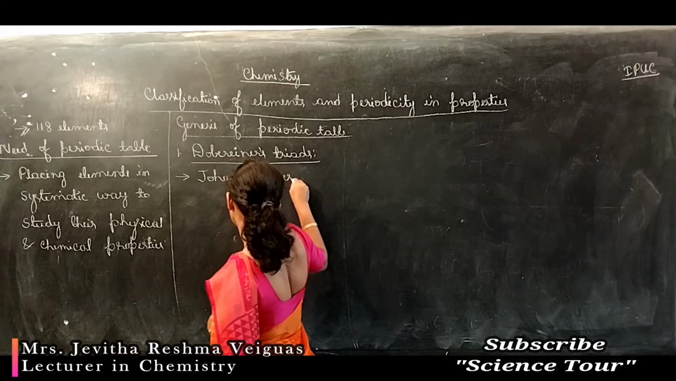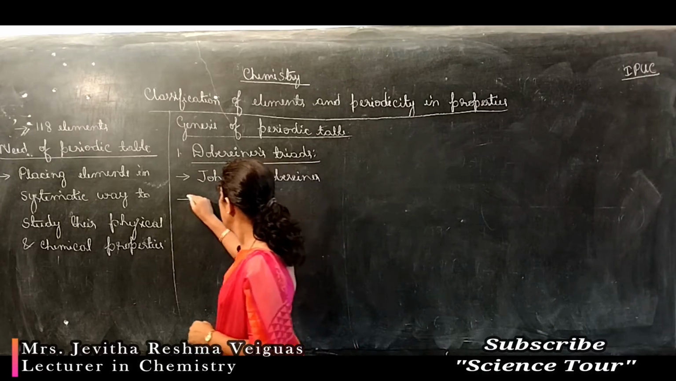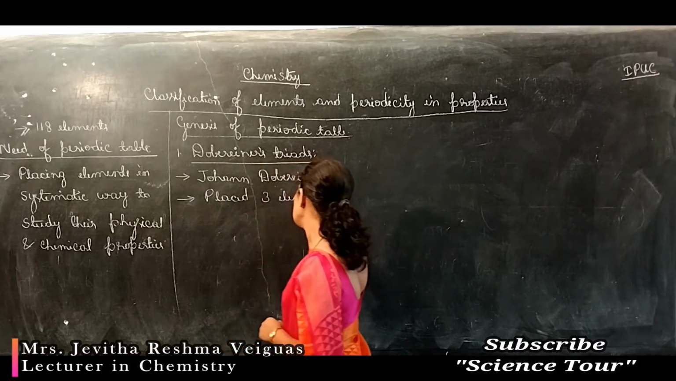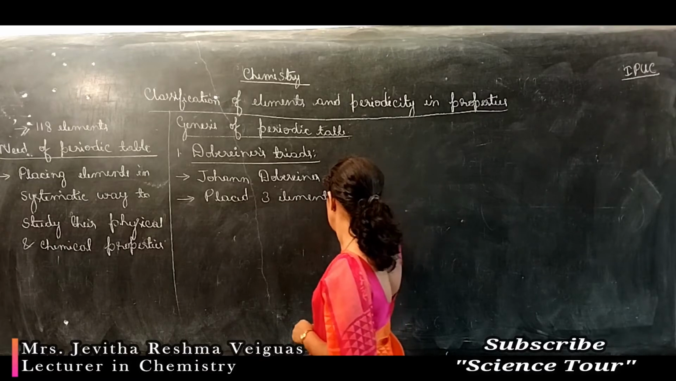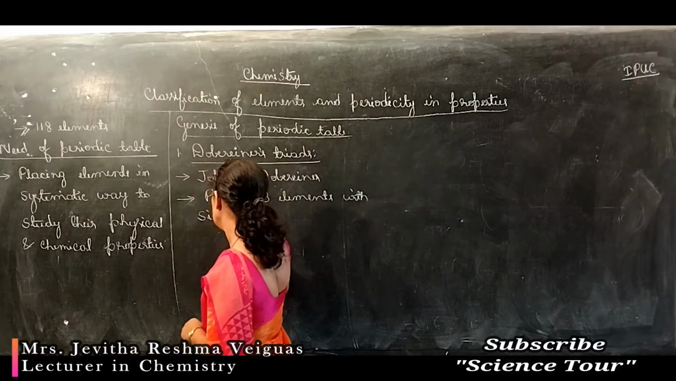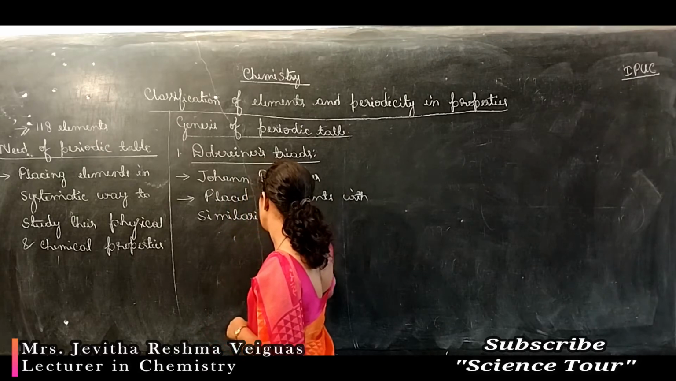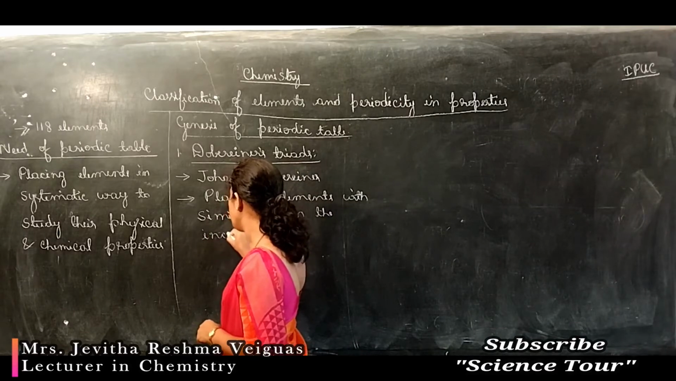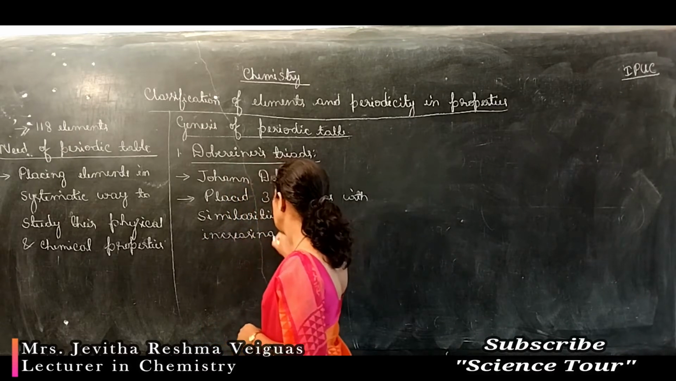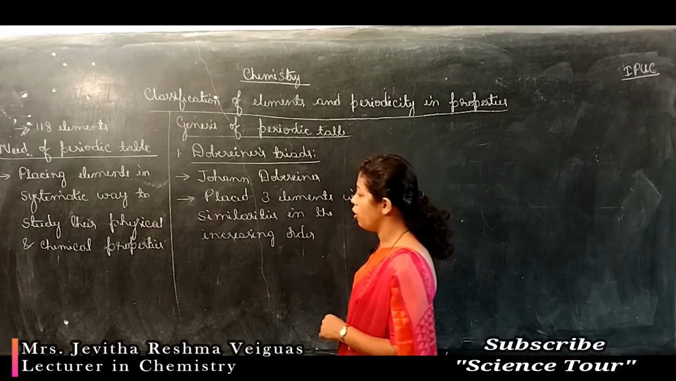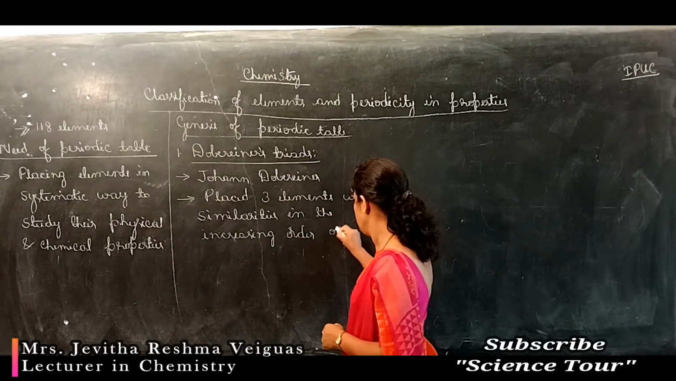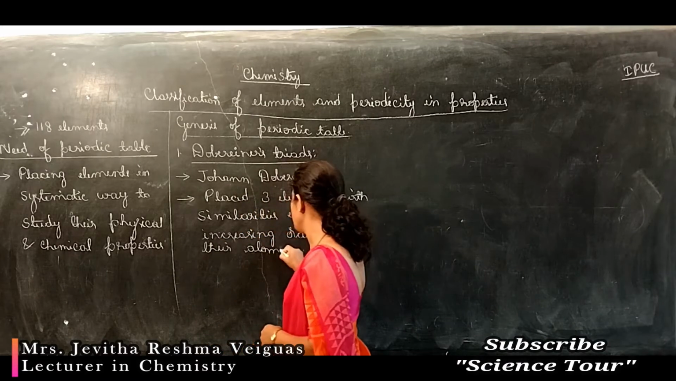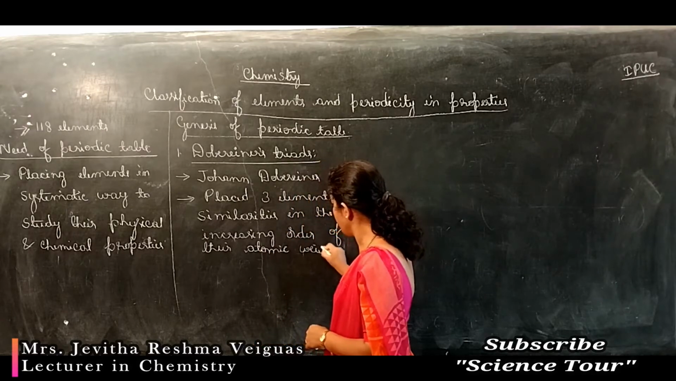What did Johann Dobereiner do? He placed 3 elements with similar properties in the increasing order of their atomic weights. So the element with low atomic weight is kept first, and the element with higher atomic weight is kept at the end. So he placed 3 elements in the increasing order of their atomic weights.